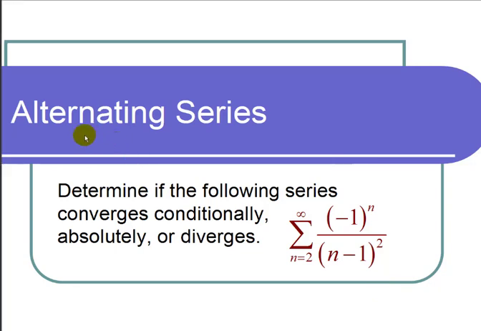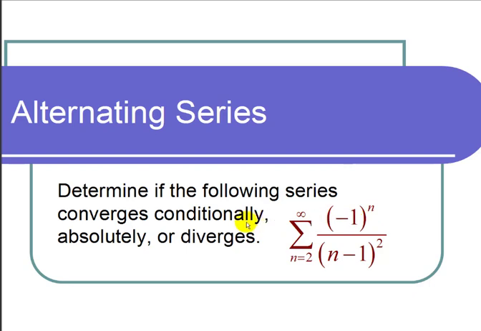This is a video on alternating series. The question states, determine if the following series converges conditionally, absolutely, or diverges. We have the summation from n equals 2 to infinity of negative 1 to the n over (n minus 1) quantity squared. So because of this negative 1 to the n, we have an alternating series.